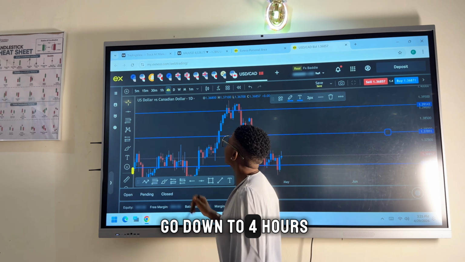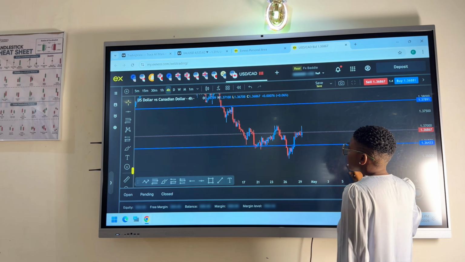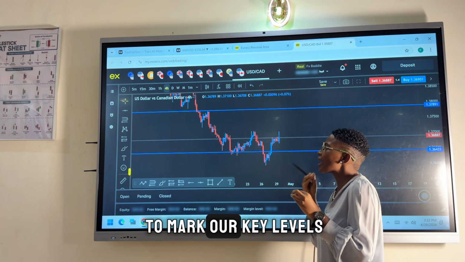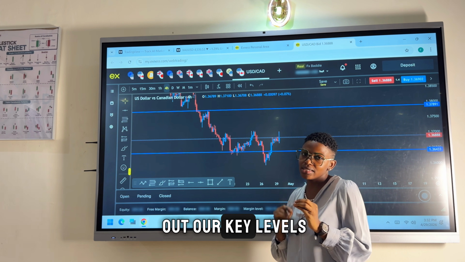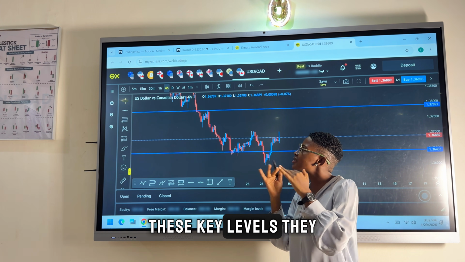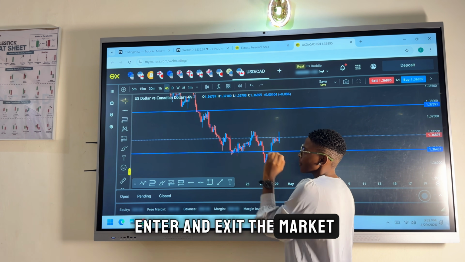Next, we want to go down to 4 hours. 4 hours and daily, they say almost the same thing. We are still looking to mark our key levels because we cannot trade if we don't mark out our key levels. These key levels tell us when to enter and exit the market.